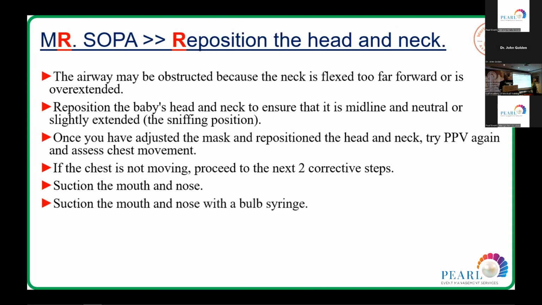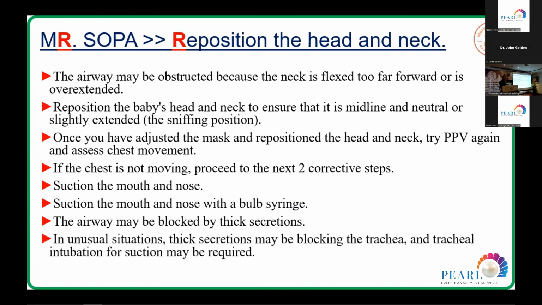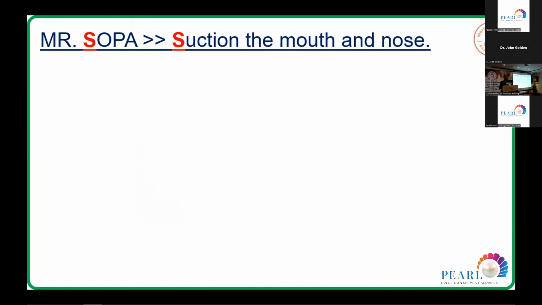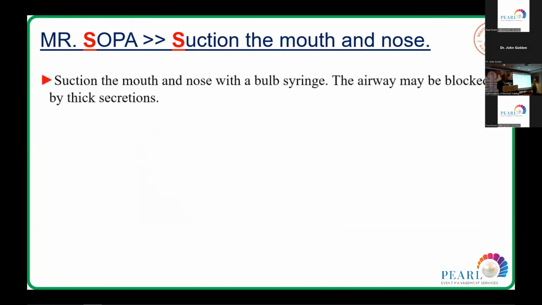Suction of the mouth and nose with a bulb syringe. The airway may be blocked by thick secretions. In an unusual situation, thick secretions may block the trachea, and tracheal intubation or suction may be required. Suction of the mouth and nose.